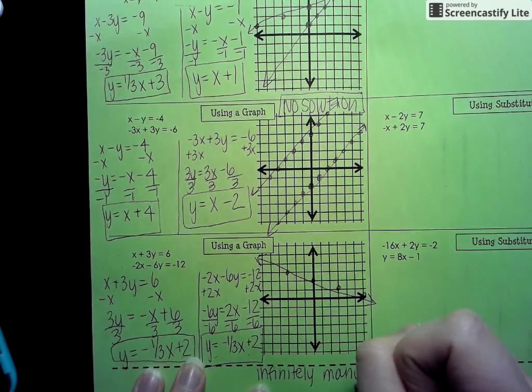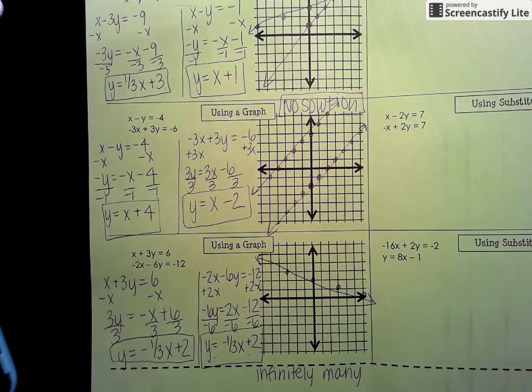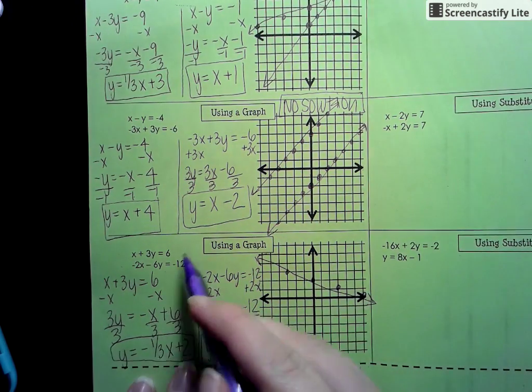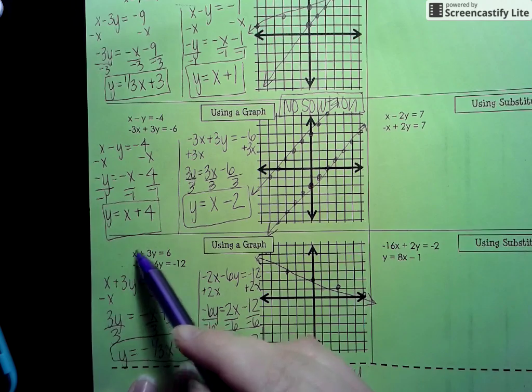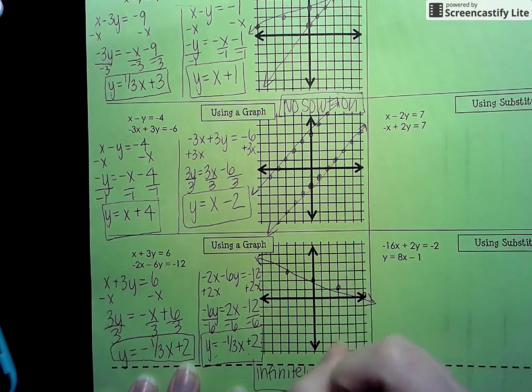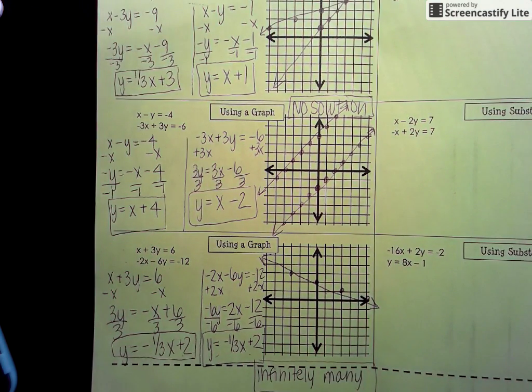Because that means that any point on this line is going to be a solution to my graph. So any of these points, if I plug them in for x or y, they would work. Infinitely many, so that would be my final answer.